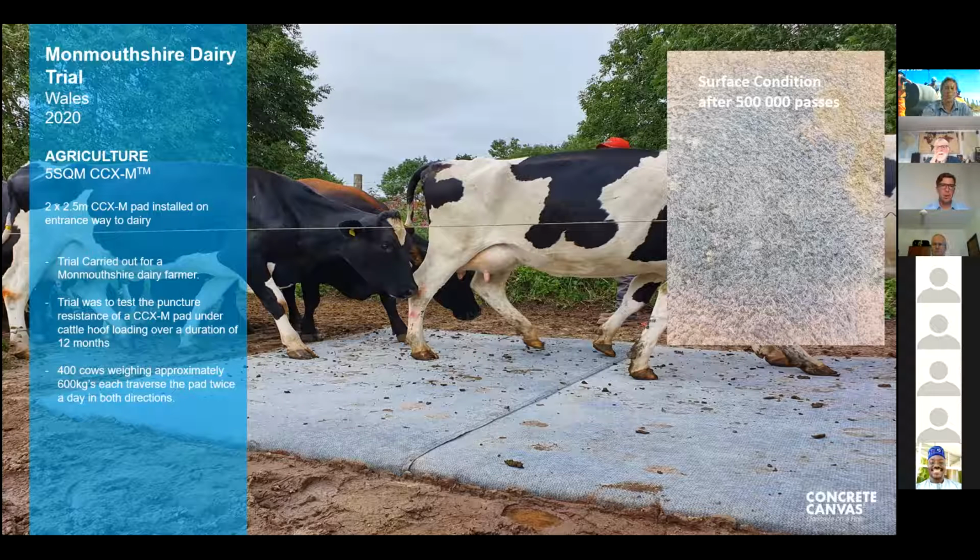Considering a dynamic point load in the region of 3 kilonewtons per hoof, there is barely a scratch on the CCX surface and no evidence of cracking to date. This test clearly demonstrates a high propensity to puncture resistance of CCX.